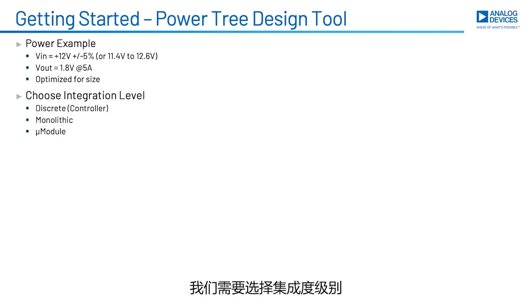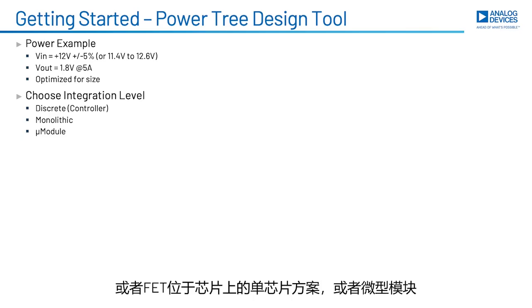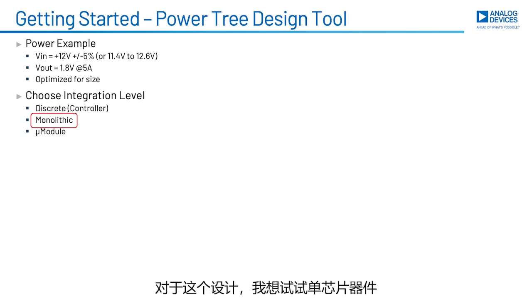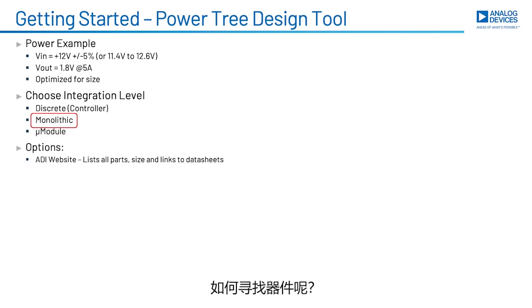And we need to choose an integration level because that will narrow down the list of parts that we have to choose from. So we could use a discrete implementation, a monolithic where the FETs are on chip, or a micromodule. And for this design, I think I'm going to try a monolithic part. And so how do we find a part?